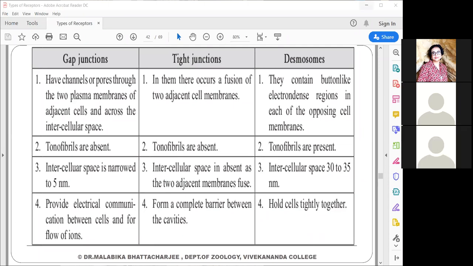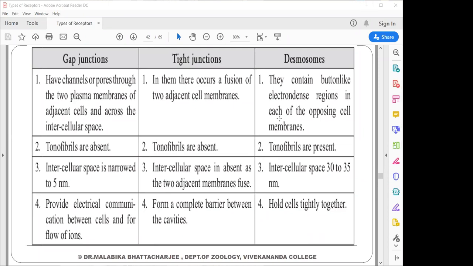So in the last class, what we did was the gap junctions, the tight junctions, and the desmosomes. This is a very rough comparison for your exam purpose about the various categories of the junctions. As you can see, we have studied that gap junctions have channels or pores. Tight junctions actually seal the gaps between two adjacent membranes, and desmosomes are button-like electrodense regions.